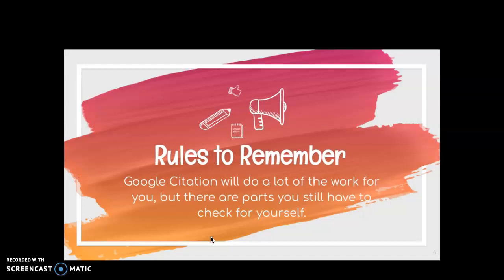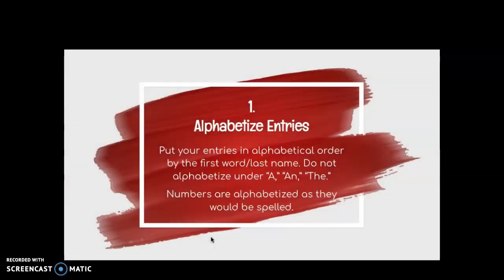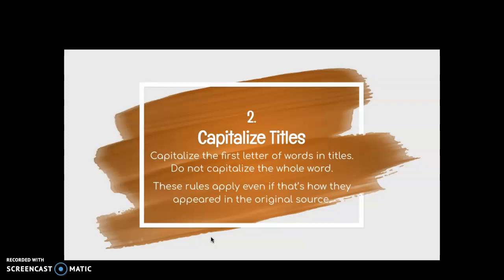Some rules to remember while you are putting together your bibliography or your works cited. First, you should alphabetize your entries. Put your entries in alphabetical order by the first word or the last name of the author. Do not alphabetize under A, and numbers are alphabetized as they would be spelled. Secondly, capitalize the titles. Even if they're not capitalized in the original source, we always capitalize the letters in a title.